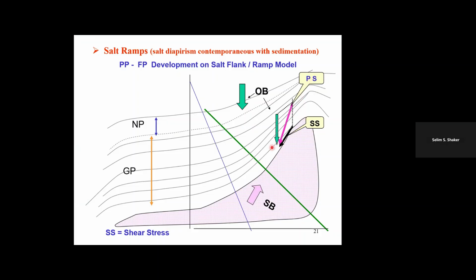The principal stress is not going to be vertical, it's going to be tilted, and this is the product of those two stresses or factors. Principal stress higher, pore pressure higher, and the frac pressure sits between the principal stress and the pore pressure.